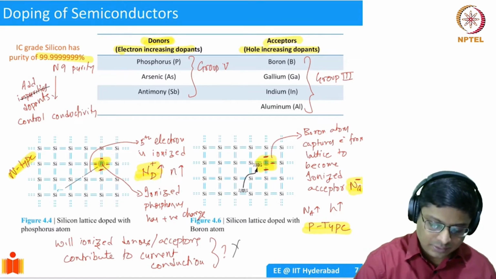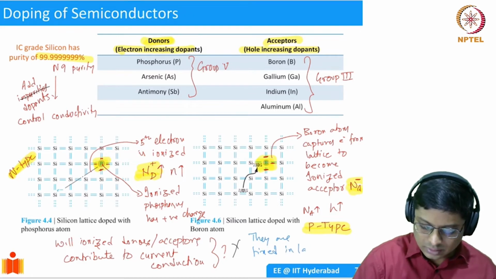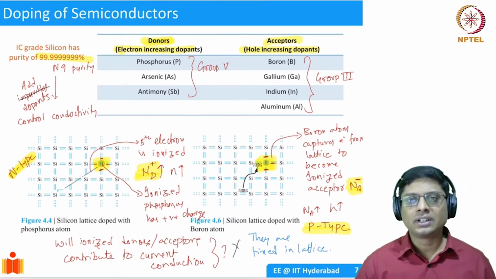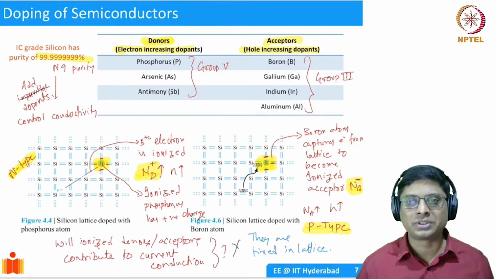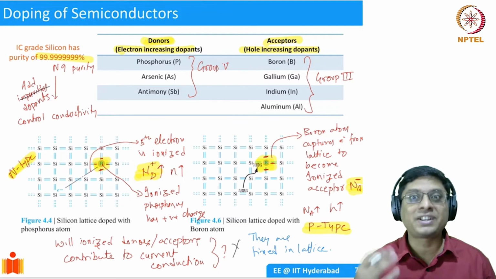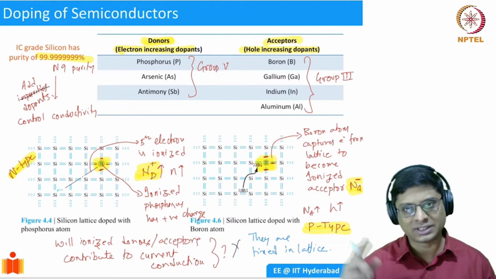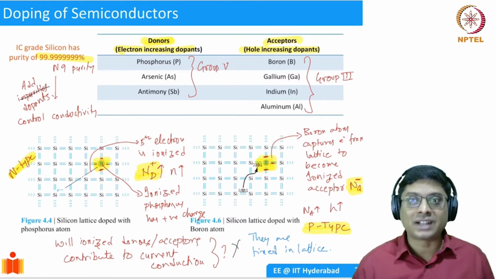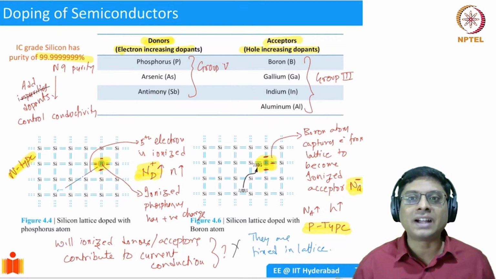The reason is they are fixed in the lattice. These ionized impurities or dopants are actually bonded to 3 different or 4 different silicon atoms next to them, right? So they cannot move, and so they cannot contribute. They're only contributing some charge, and this charge is actually fixed charge. Remember, these ionized donors have plus charge, acceptors have negative charge, and these are actually fixed in the lattice. They cannot move. What can move is the electrons and the holes they actually add into the lattice.